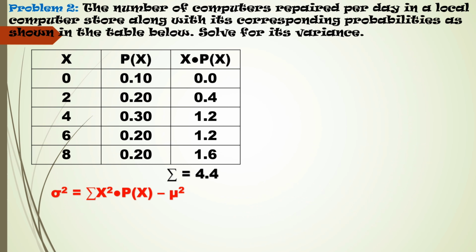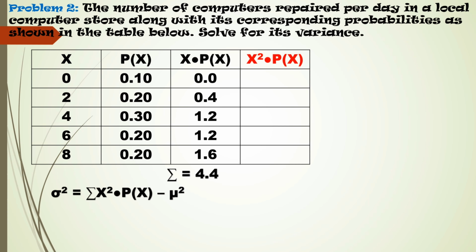Solving the variance of a probability distribution has an alternative formula, which is sigma squared equals the summation of x squared times p of x minus mean squared. In our first formula, we are through solving for the mean, which is equivalent to 4.4. We will just continue solving the alternative formula by adding one column intended for x squared times p of x.